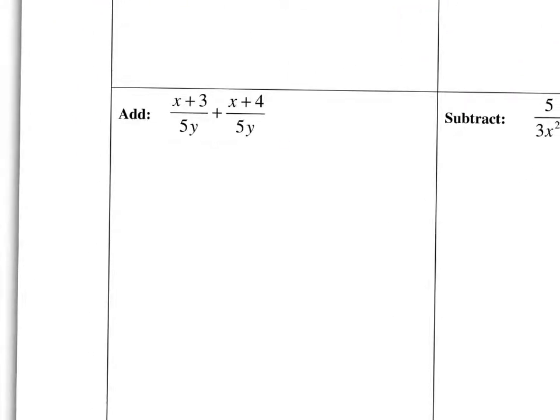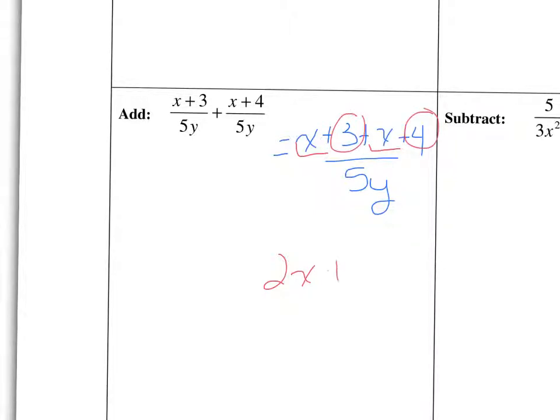When we add these, the denominator is going to be the same. When we add the numerators, we get x plus 3 plus x plus 4, and we see some like terms. So we're going to combine the like terms. The x plus the x will give us 2x, and the 3 plus the 4 will give us 7. So we have 2x plus 7 over 5y.